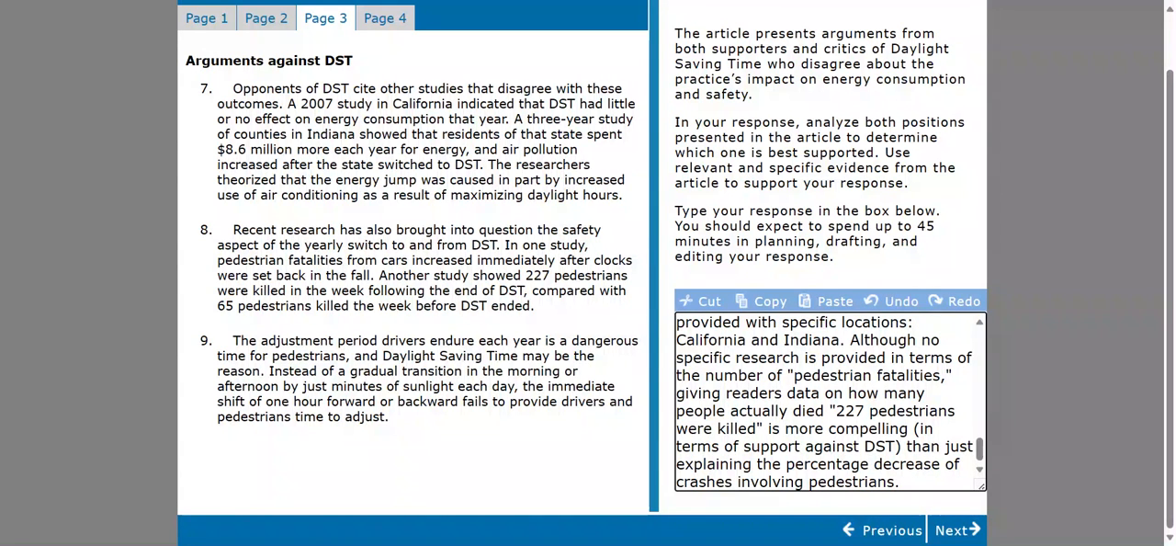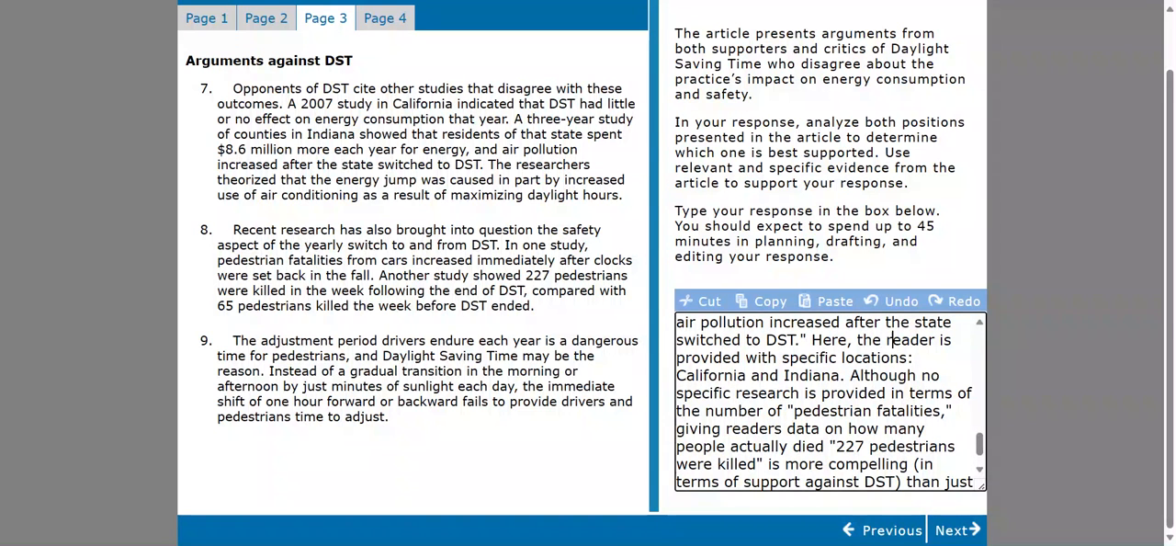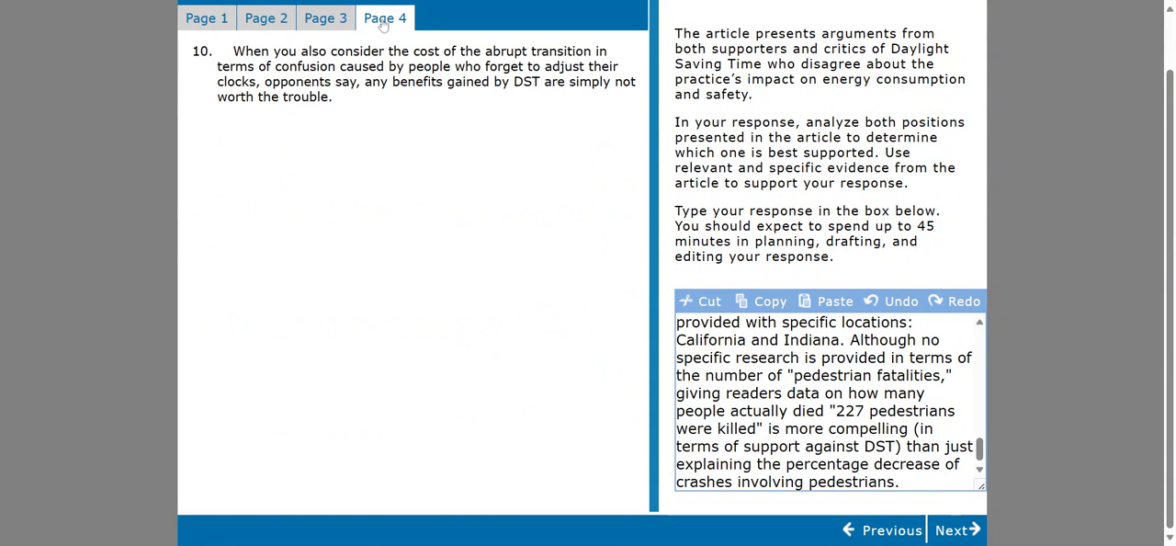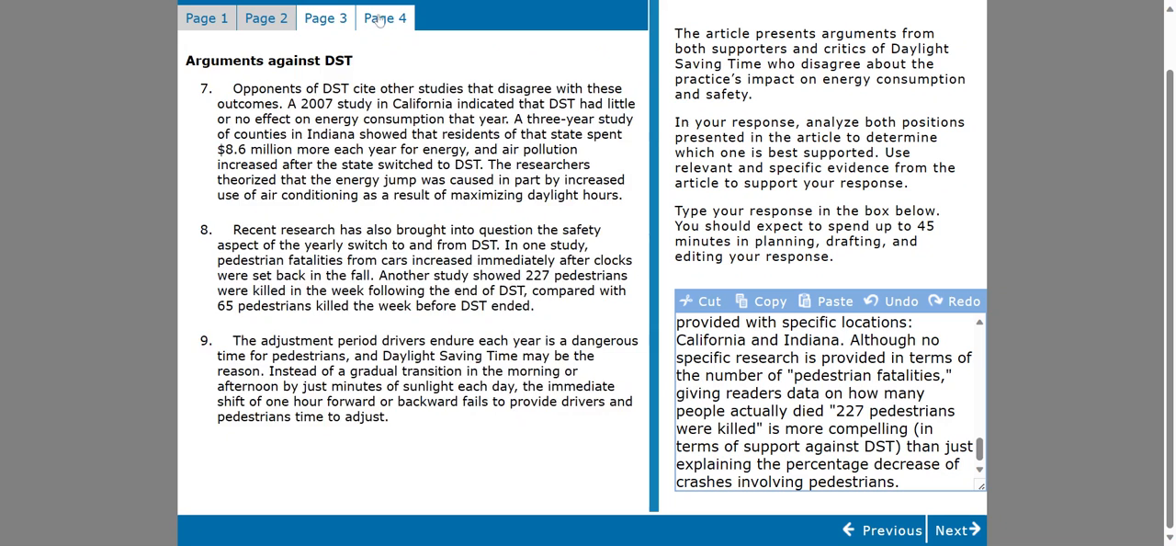And so that's what I would say regarding that specific, as far as the compelling information versus just explaining the percentage decrease of crashes. And so, writers, now I move on to paragraph 9. And I'm going to go ahead and take paragraph 10 too because it's smaller. So I'm going to do 9 and 10 together, writers. Then we'll look at this next part.